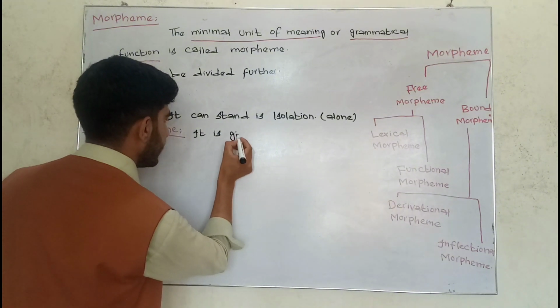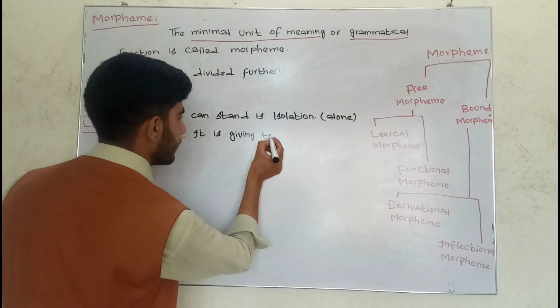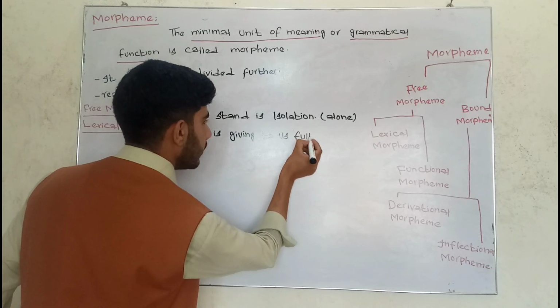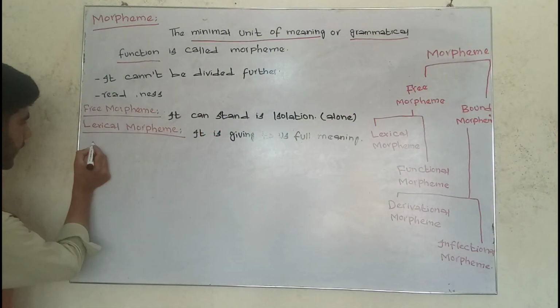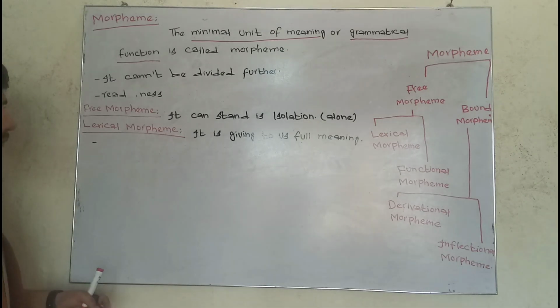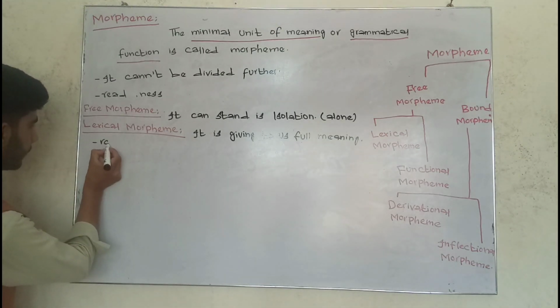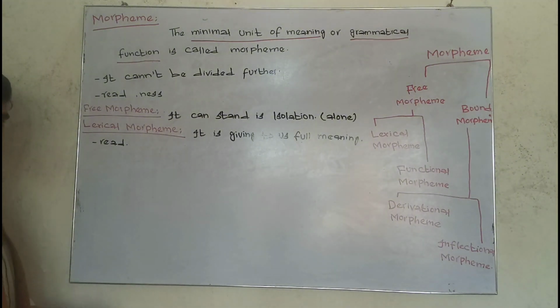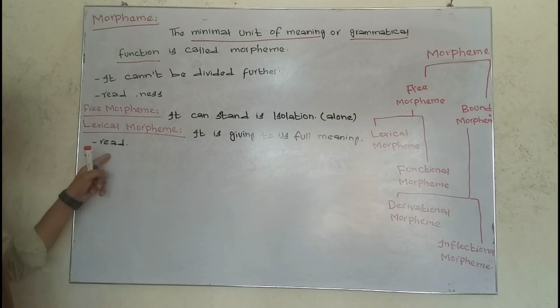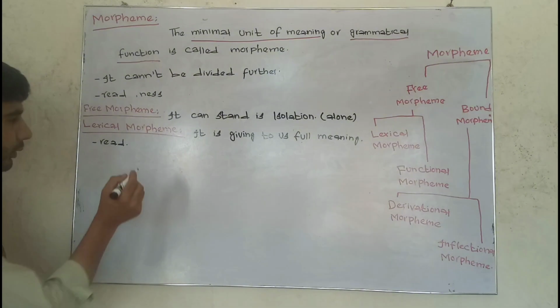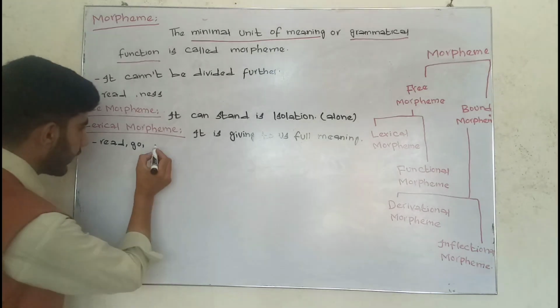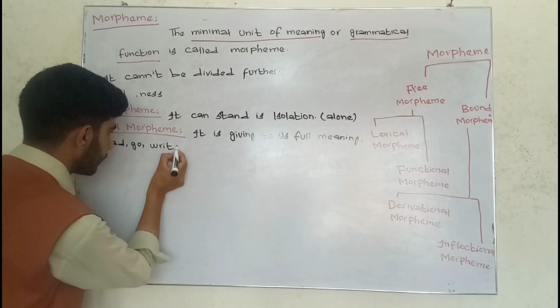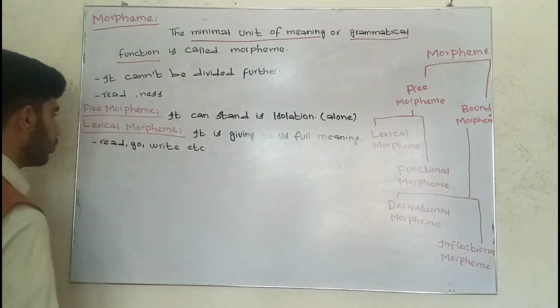It gives us full meaning. For example, if I give you the example of read, it is an example of the lexical morpheme, and it also gives us the full meaning. If I give you another example, go. This one word is also giving us full meaning. If I give you the example of write, etc. This one word is also giving us full meaning.